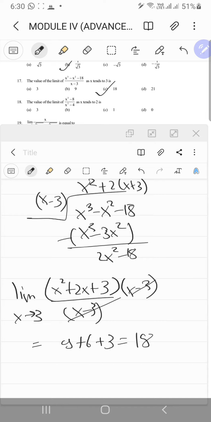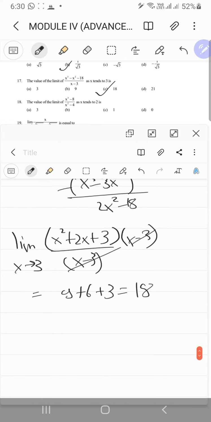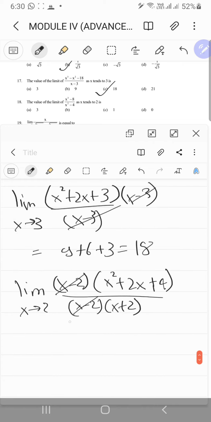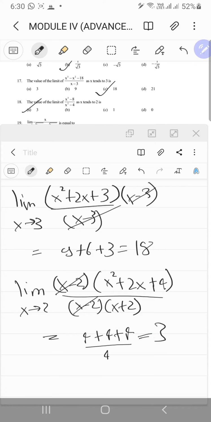Next question. The next question is the value of the limit of x cube minus 8 upon x squared minus 4. Come on, this is boring. So it's just x minus 2 into x squared plus 2x plus 2 squared, which is 4, upon x minus 2 into x plus 2, right? So the limit as x approaches 2 of this thing, this cancels, so you just get 4 plus 4 plus 4 upon 4. This was easy. So this should be 3.